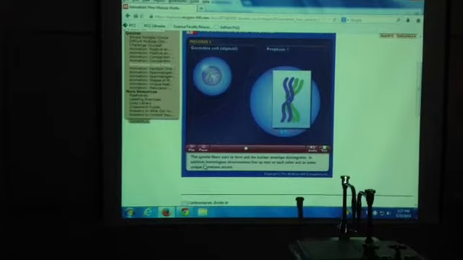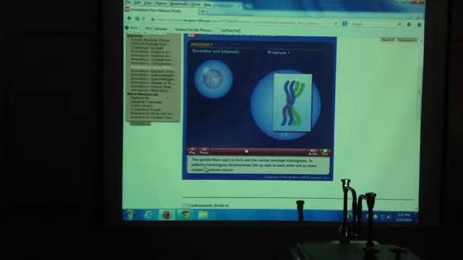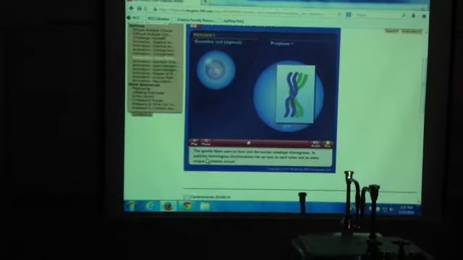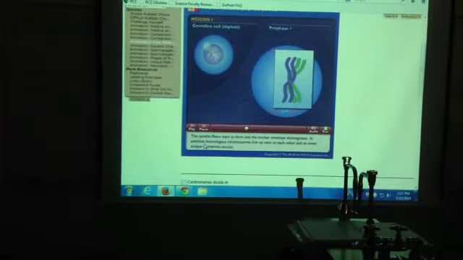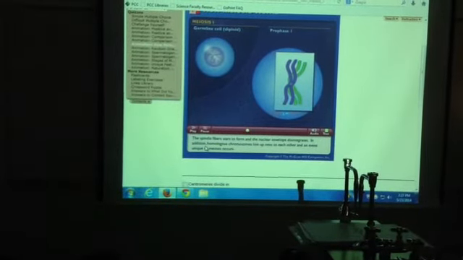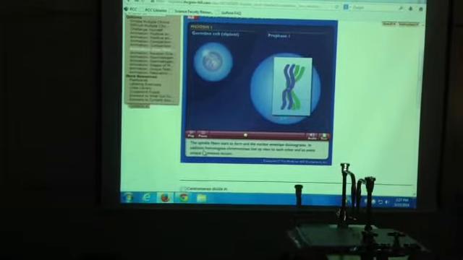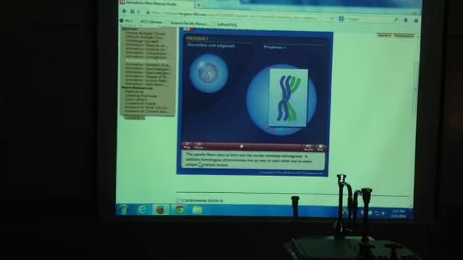Chiasma is another word you'll hear, but basically homologous chromosomes pair. Homology means you're the same. So dad's chromosome in purple and mom's chromosome in green pair up and begin to swap places. And that happens in prophase 1 of meiosis. So that's a unique feature. That's homology, or homologous chromosomes pair.